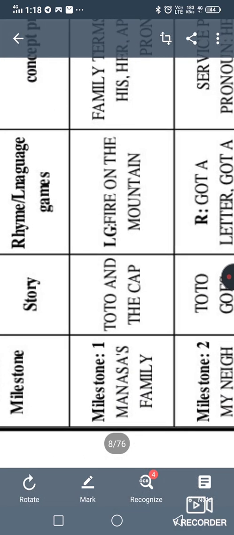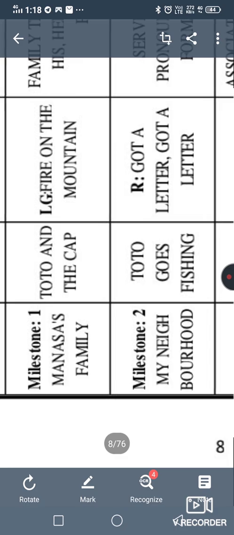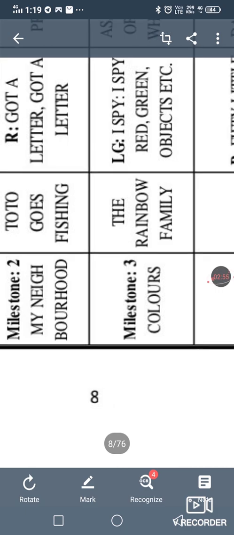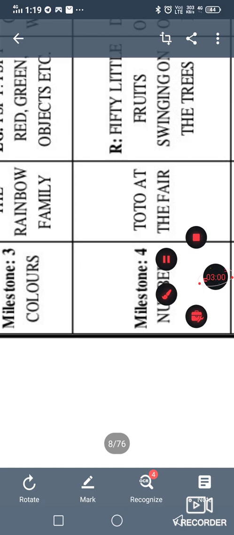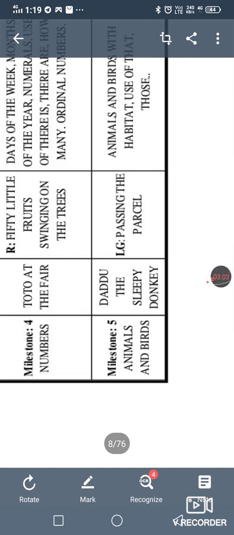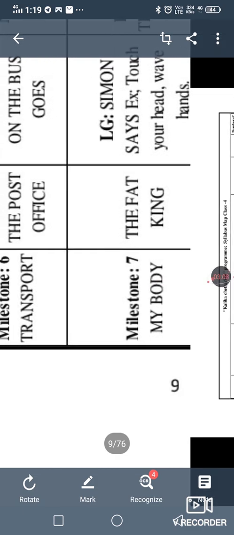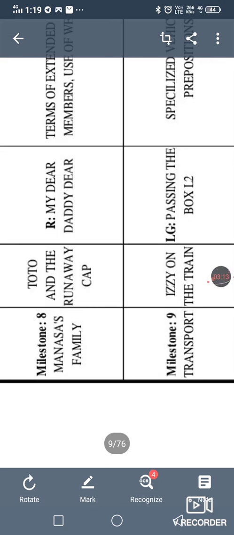So milestone 1, that is lesson 1, or theme number 1, is named Manasa family. Milestone number 2 is my neighborhood. Am I right? Milestone number 3 is color. Milestone number 4 is number. Milestone number 5 is animals and birds. Milestone number 6 is transport. Milestone number 7 is my body. Milestone number 8 is Manasa's family, second. Milestone number 9 is transport.